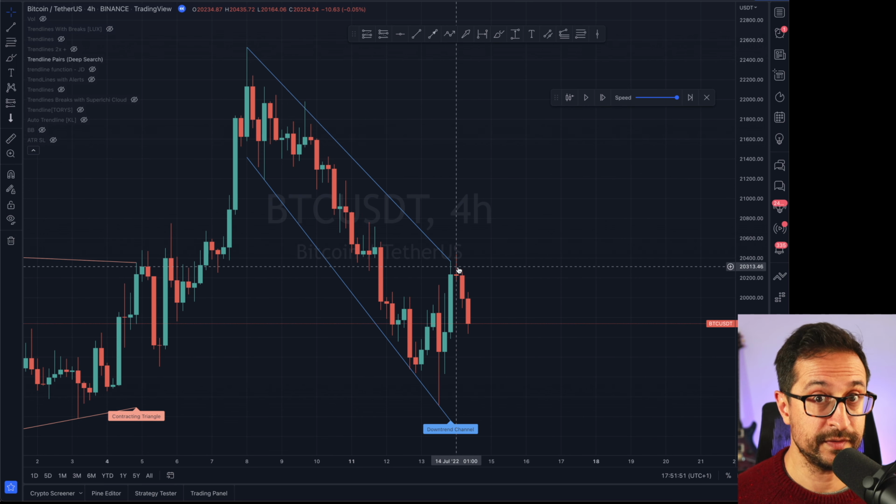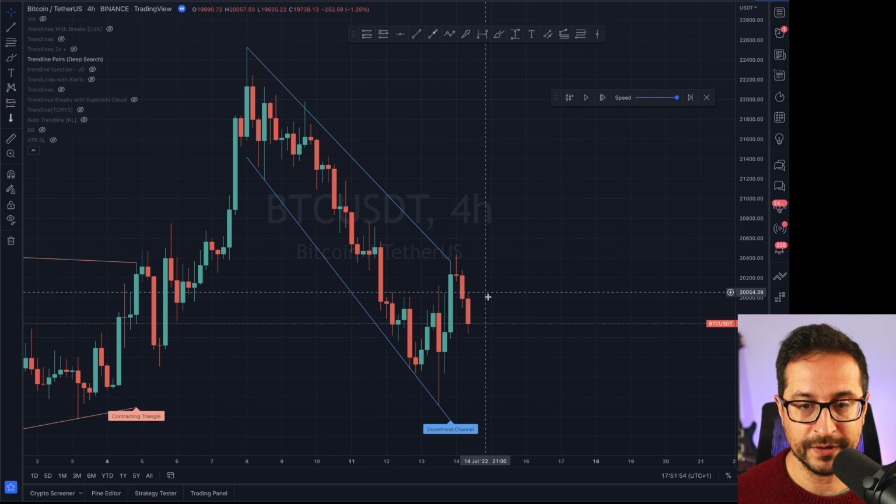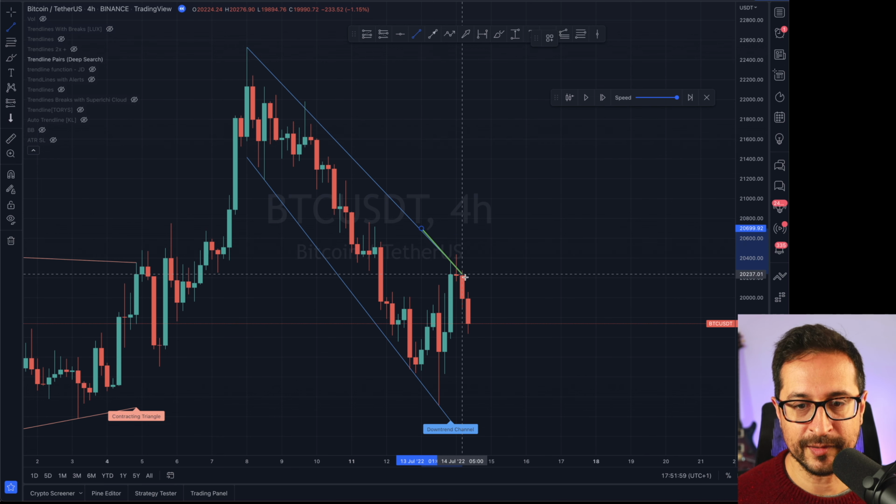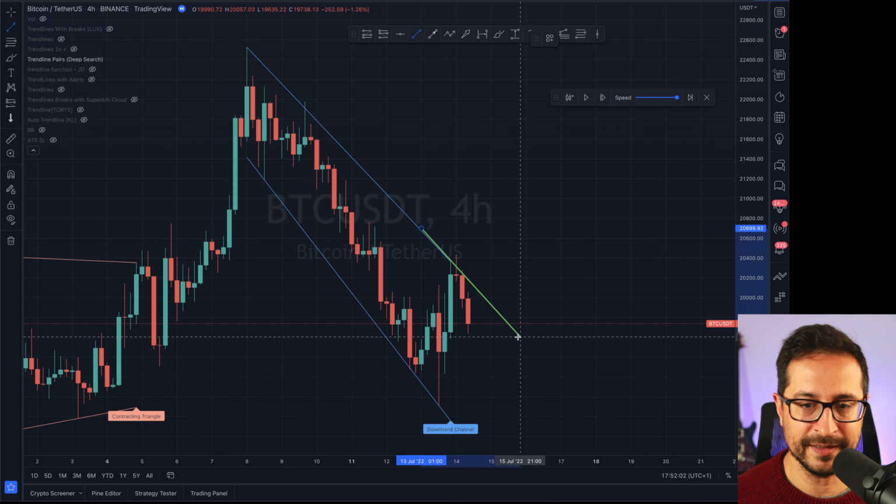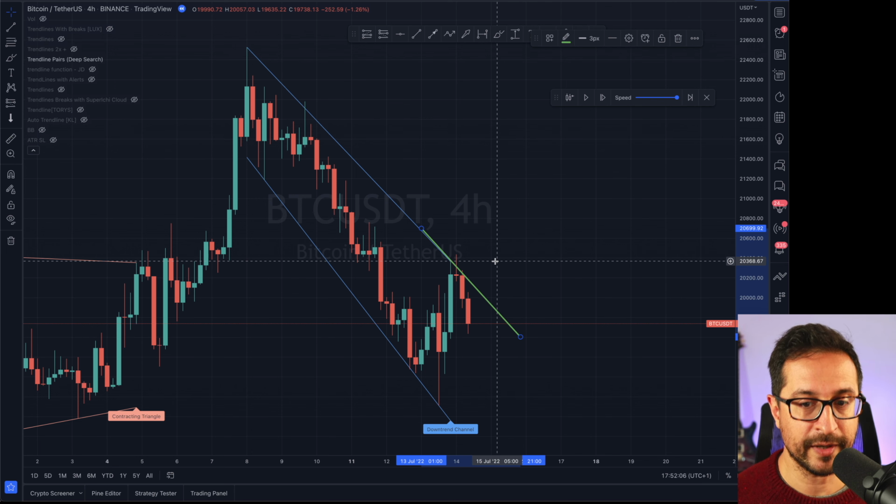Here's a downside of this indicator. This indicator stops plotting the line there, which is a shame because it's a great indicator, but you have to extend it manually to help you understand when the breakout occurs.